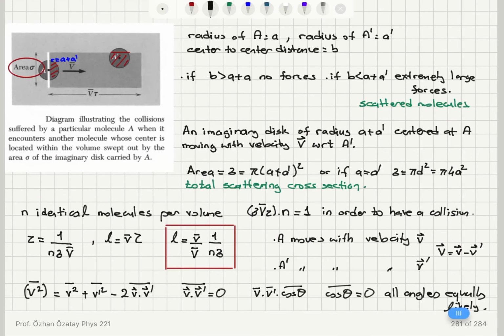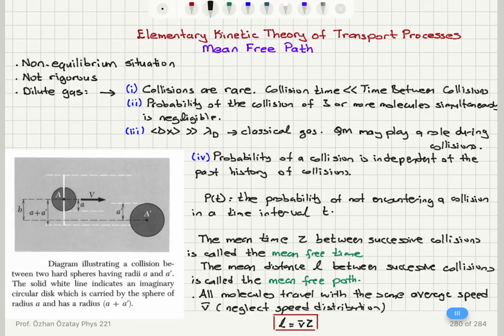Now, basically, we're going through an elementary kinetic theory of transport processes. It's describing a non-equilibrium situation. This is not a rigorous theory. We're looking at only dependencies on significant parameters.